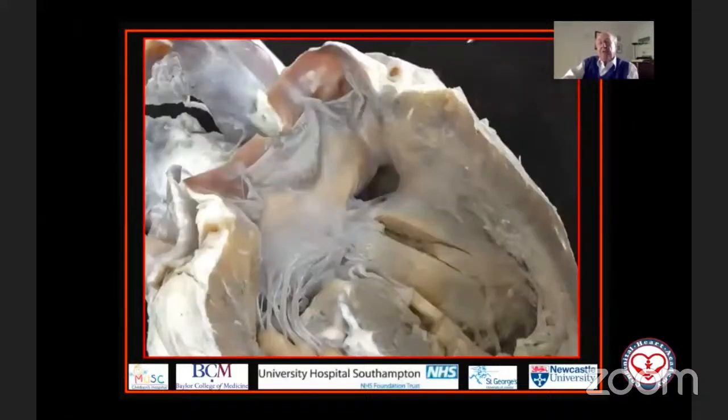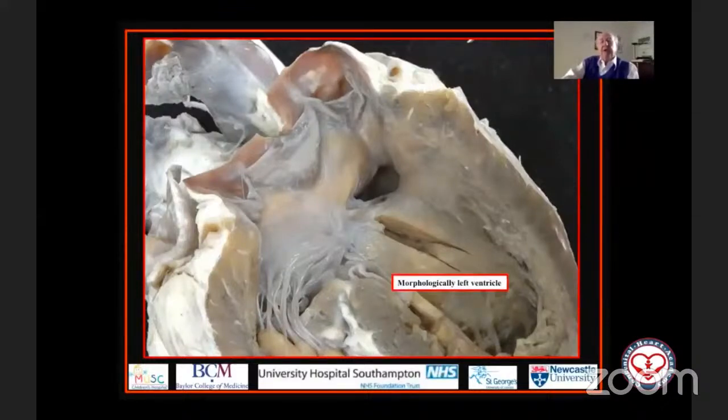It's not always easy to recognize it. This is another heart from the Idriss archive from Lurie Children's Hospital in Chicago. And when I first saw this heart, I thought this was just a regular congenitally corrected transposition.